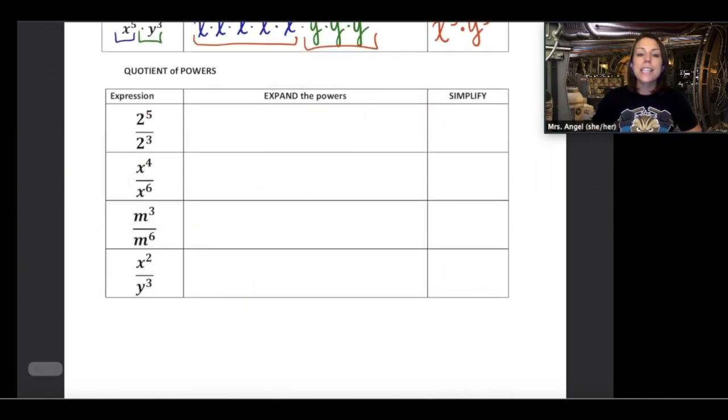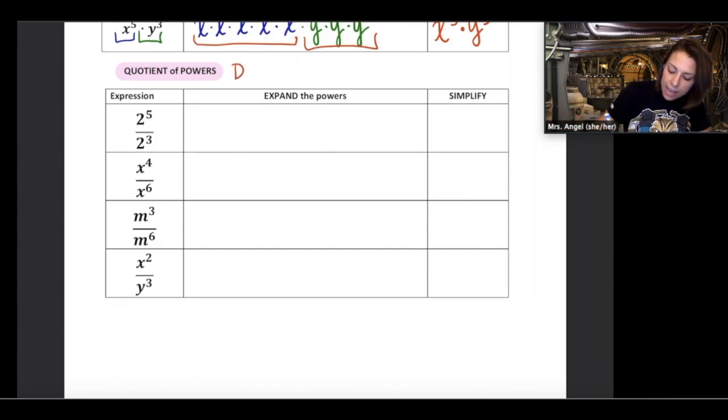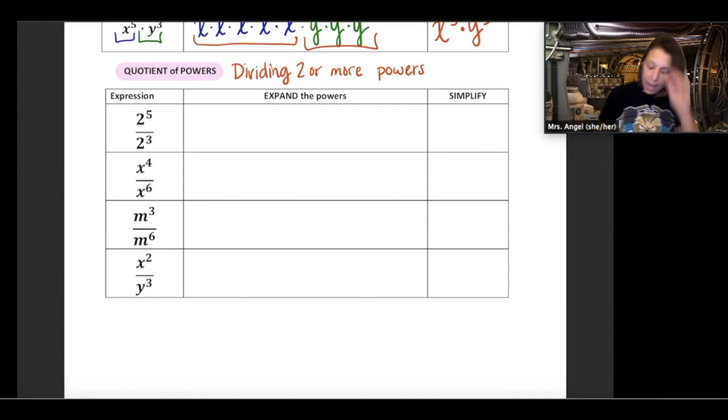Up next is the quotient of powers. So the quotient of powers tells you what you're looking at. You're looking at dividing two or more powers. And again, what happens when we actually go in and try to divide? Well, we're going to follow the same idea as the product of powers. We're going to expand and we're going to simplify.